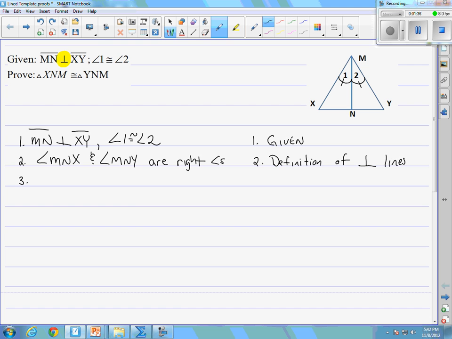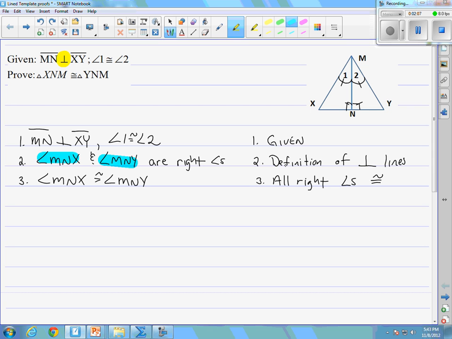Next thing you want to do, every time you have multiple right angles, you want to say that those angles are congruent. Every right angle is always 90 degrees, so every right angle is always congruent to any other right angle. Our reason is all right angles are congruent. So now I can go here, and I show that those angles are congruent.